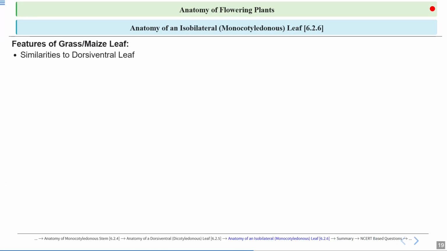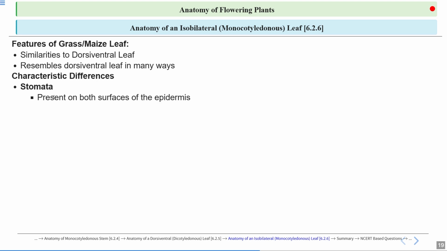Now we will talk about the monocotyledonous leaf. It resembles the dorsiventral leaf in many ways. What are the characteristic differences? Stomata are present on both surfaces of the epidermis. See, in the case of dicot, the stomata are confined to the lower surface, but in the case of monocot, they are present on both the surfaces equally. Mesophyll cells are not differentiated into palisade and spongy parenchyma. This is a very important feature of the monocotyledonous leaf, the isobilateral leaf.